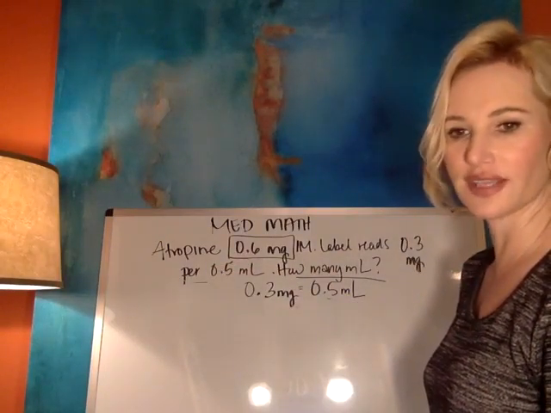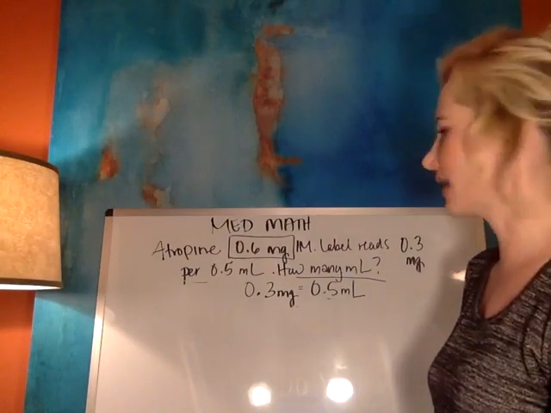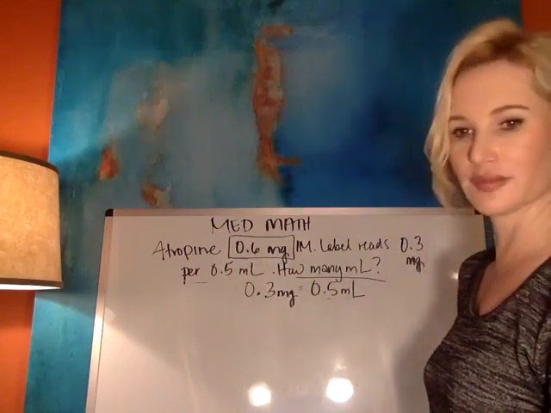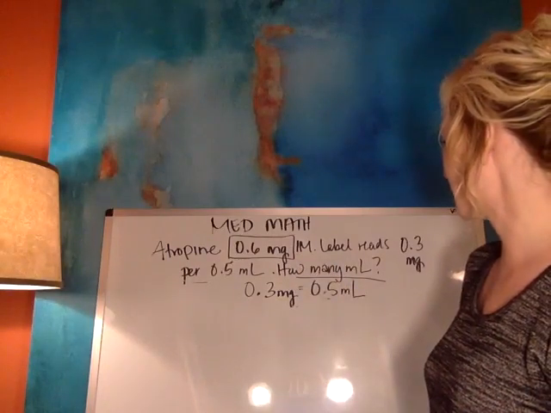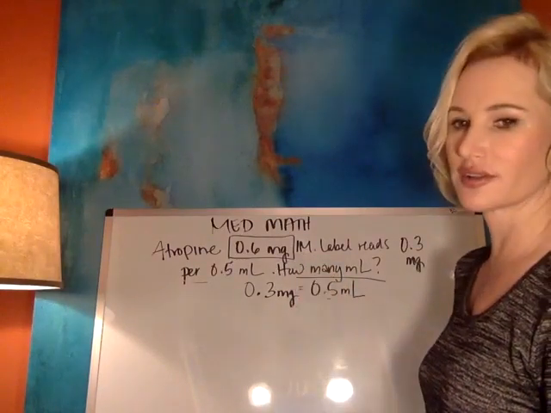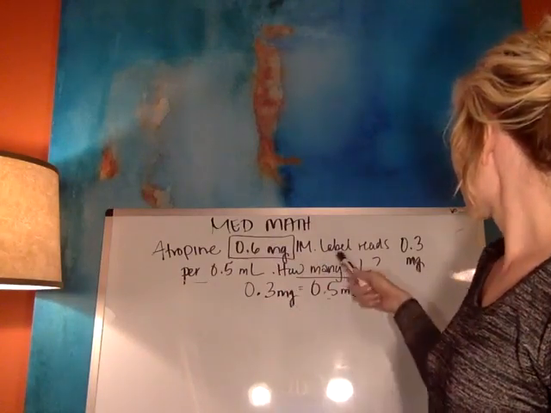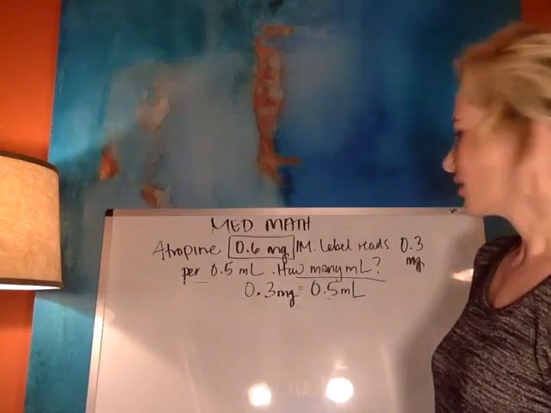In this case, we're going to do atropine, which helps regulate the heart. It's also given prior to anesthesia to help reduce mucus secretion, so help reduce saliva. And so atropine, 0.6 milligrams IM, and these little abbreviations, this particular one means intramuscular. They will tell you how the medication is given. The label reads 0.3 milligrams per 0.5 milliliters.